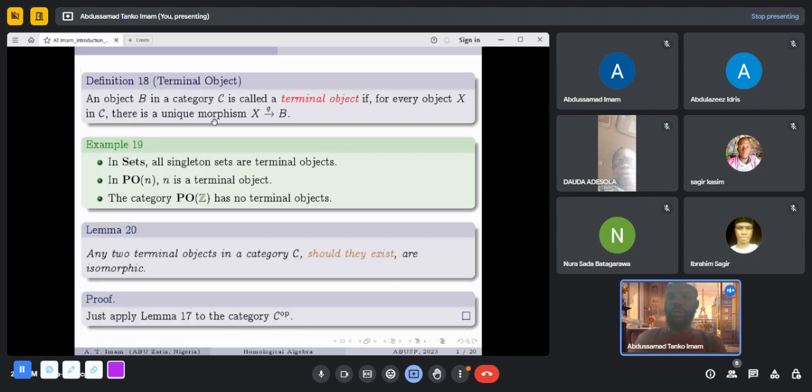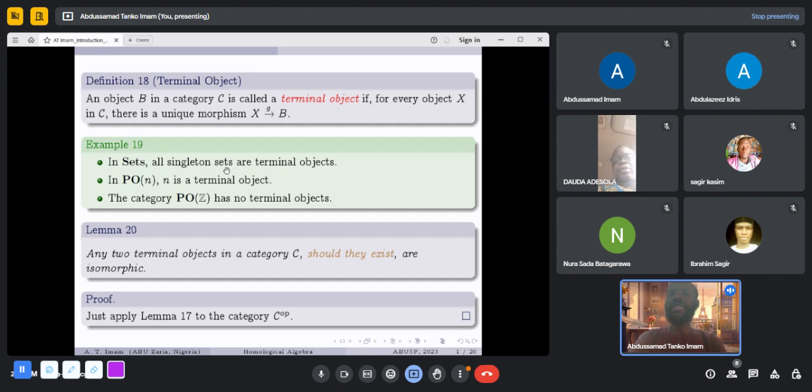All right then. Having talked about the concept of initial object, we now talk about the dual aspect of it, which is a terminal object. An object B in a category C is called a terminal object if for every object X in the category there is a unique morphism from X to B. So this one is like a sink. The other one is the source, and this is a sink. Everybody is coming into it in a unique way. So this is a terminal object.